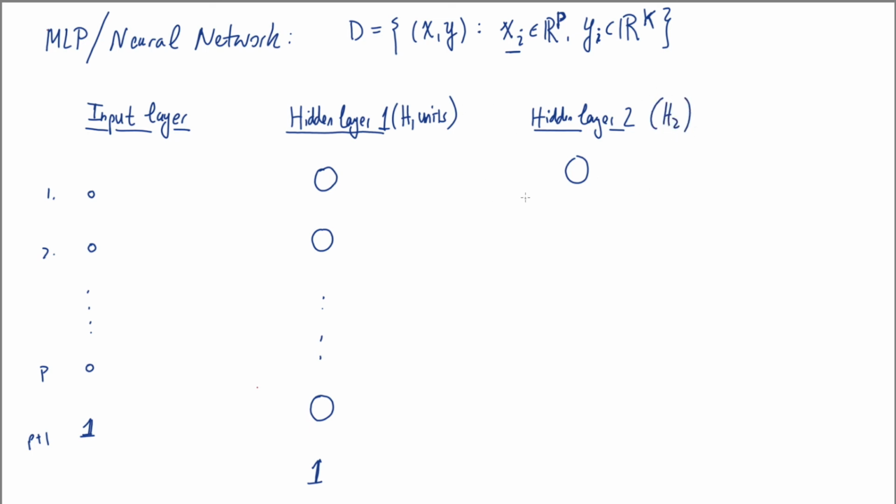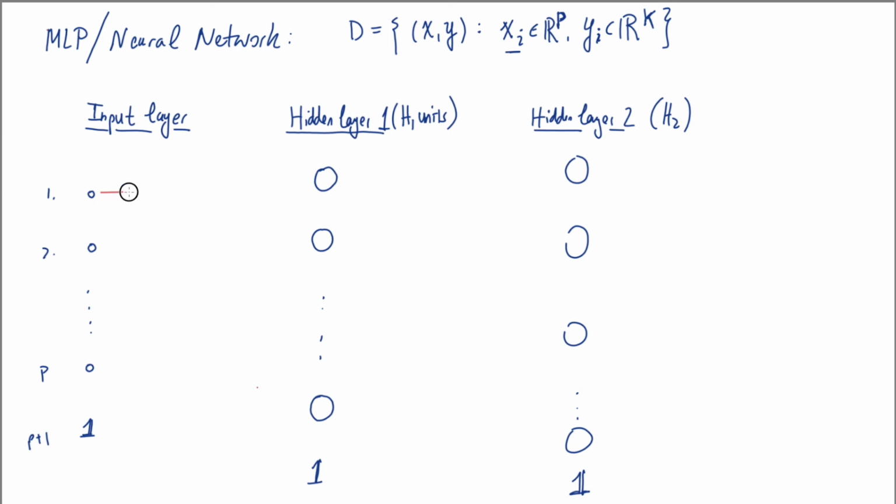This can be different to H1. So here we're going to have a bunch more units. And again, we're going to have some bias variable here. Okay, so in between each layer is a set of connections.